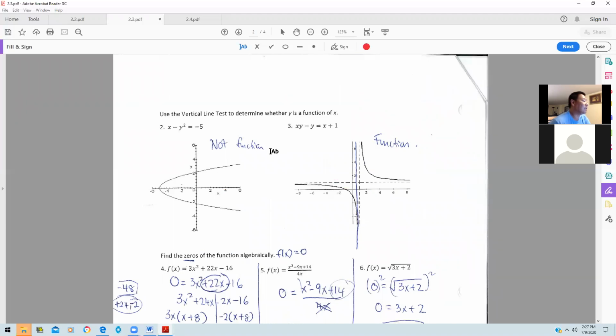Vertical line test is easy. You draw the vertical line. Like in question 2, if you draw a vertical line, it crosses 2 points, so this is not a function. For question 3, when you draw a vertical line, you only cross at one point, so this is a function in this case.